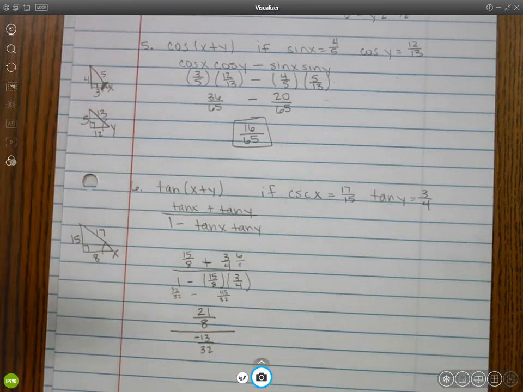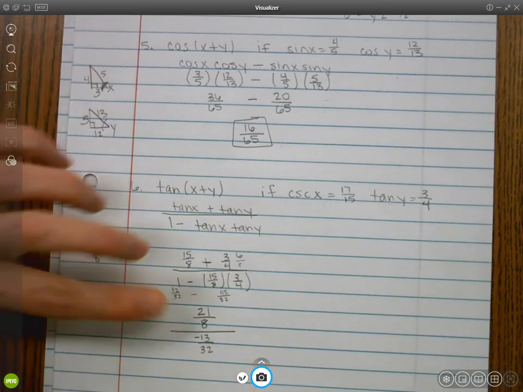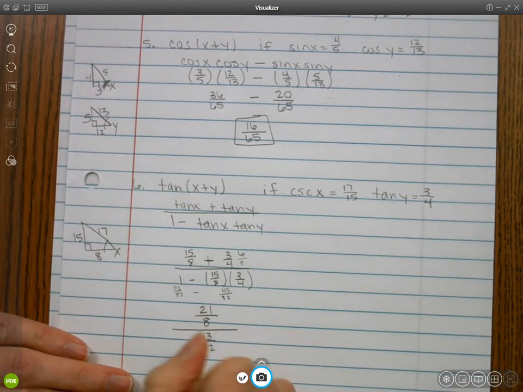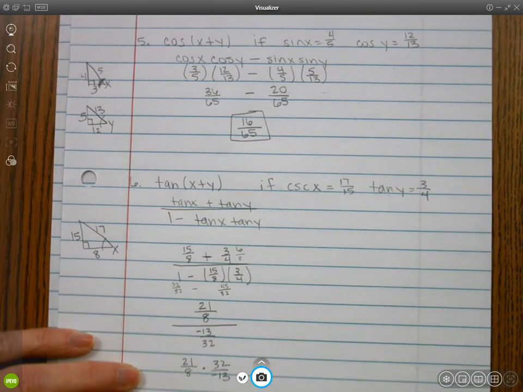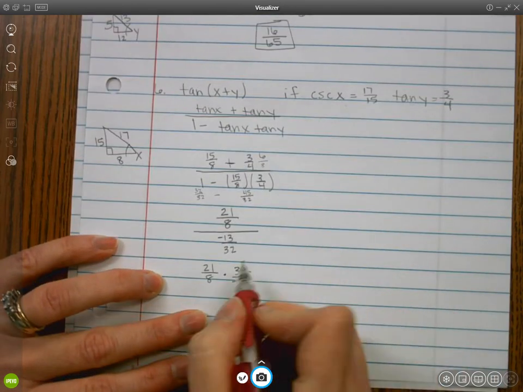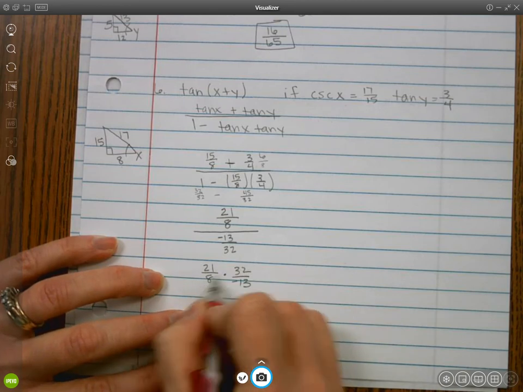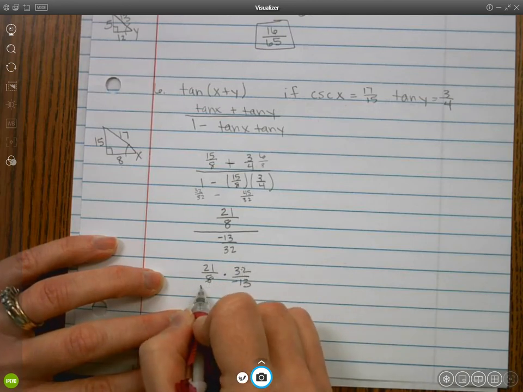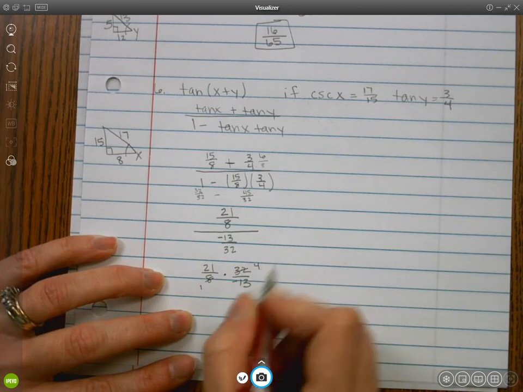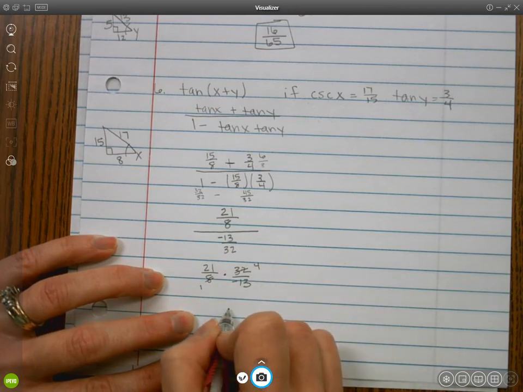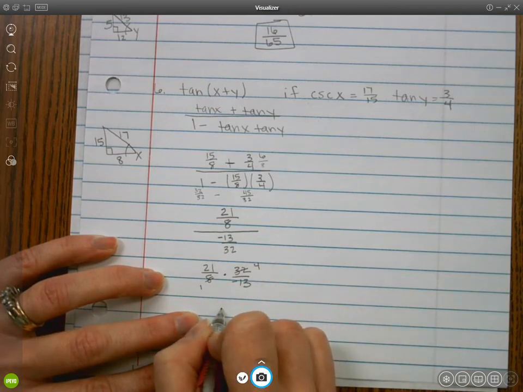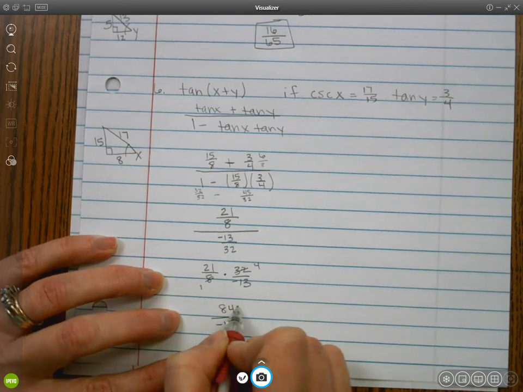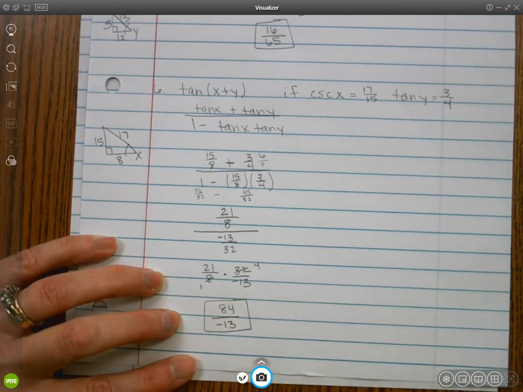All right, so from our trig identity stuff, we have worked with a fraction divided by a fraction. We know that we're going to do the top times the reciprocal of the bottom. From like elementary school, I know that I can cross cancel. So 8 goes into 8 once and into 32 4 times. So 4 times 21 is 84. And you get negative 13 on the bottom, and you are done.